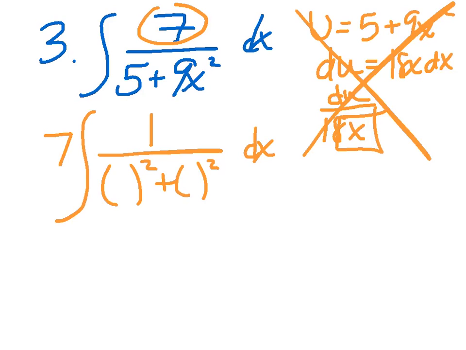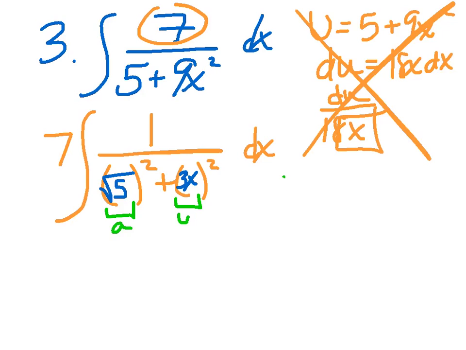Now, this first term's a little tricky. See if you can come up with it on your own. What would you square to get a 5? Can you think of it? Maybe you've got it. The only thing I can think of is the square root of 5. Then the square and the square root cancel and you get 5. What would you square to get 9x squared? Well, I would probably square 3x.